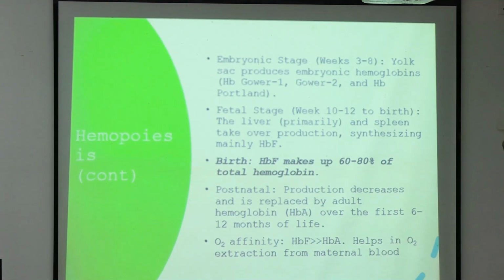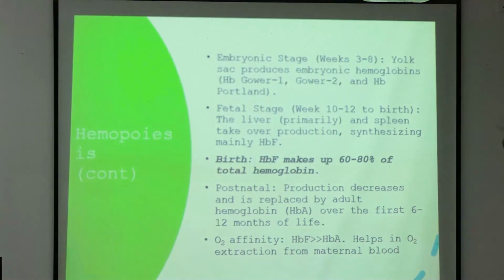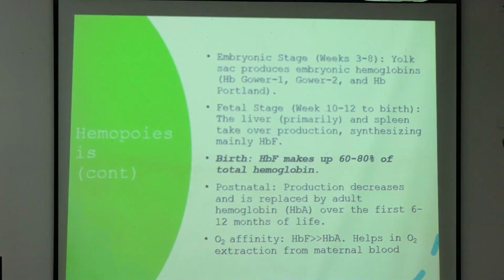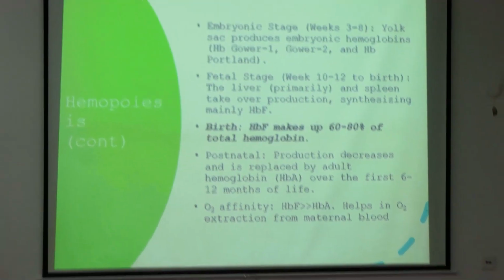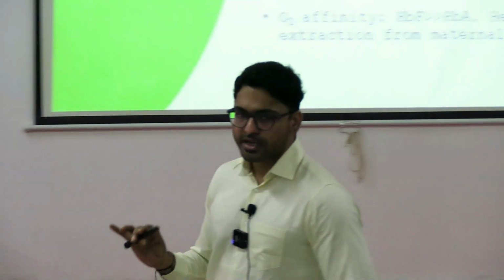We all know that the majority of babies have HbF, that is the major hemoglobin, and the adult hemoglobin is HbA. The difference between HbF and HbA is that HbF has higher affinity for oxygen as compared to HbA. Why do we need it? We need it because we have to extract the maximum oxygen from our mother. If HbF were equal to HbA, then the baby would not be able to extract much oxygen from the mother. That's why babies have HbF in their blood.